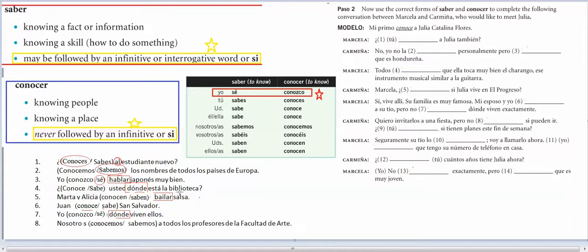Do you know where the library is located? If it's an interrogative word, maybe followed by an infinitive or an interrogative word, you're supposed to use saber, and that's also knowing information, knowing where it's located.